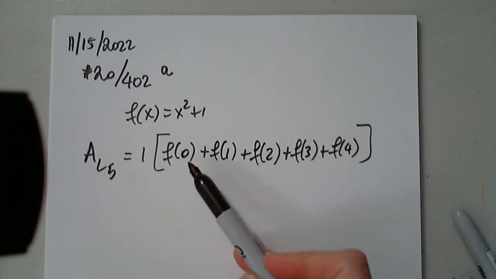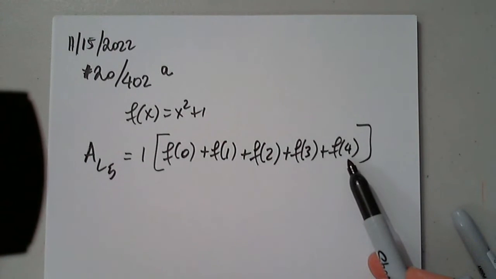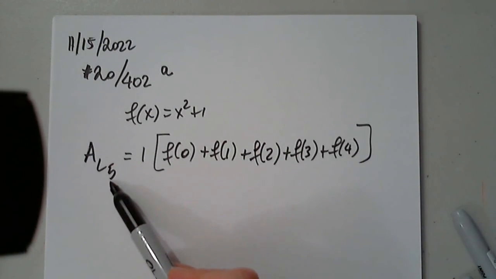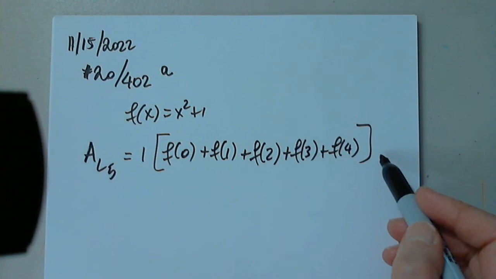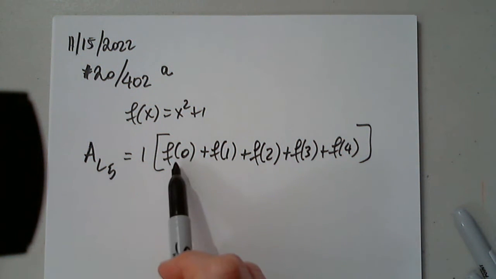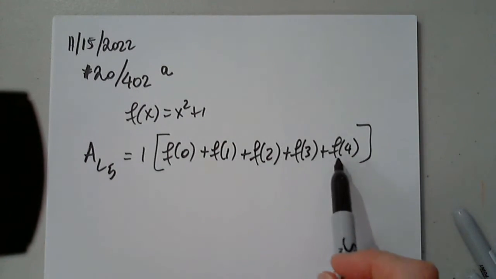Okay? So the leftmost point, 0, 1, 2, 3, 4. So these have to be 5. If you continue and put f of 5, there will be a big mistake. So it says 5 heights. The height at 0, the height at 1, the height at 2, 3, 4.